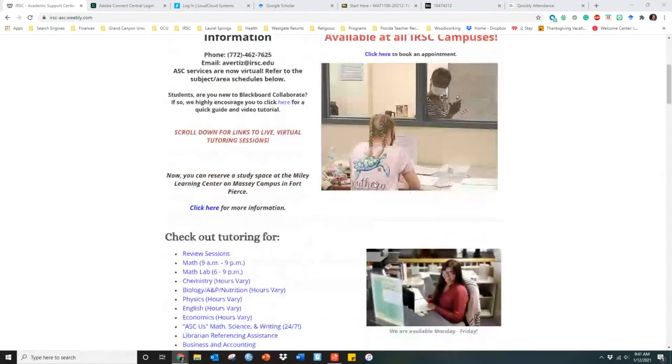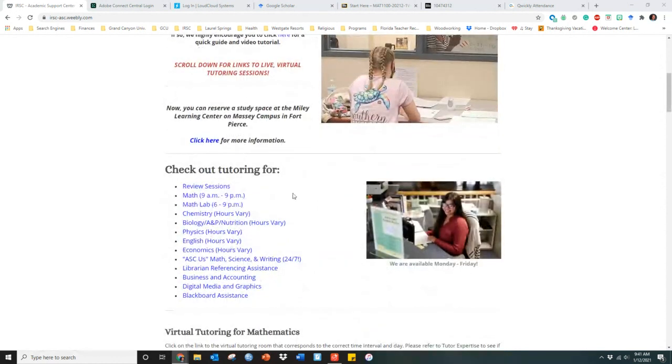If you scroll down just a little bit, the other option we have for tutoring is the virtual tutoring. And that tutoring is available from 9 a.m. to 9 p.m. for you guys. All the tutors that are there can help you out with quantitative reasoning, and they'd be happy to assist you. So they're really looking forward to seeing you guys this semester.